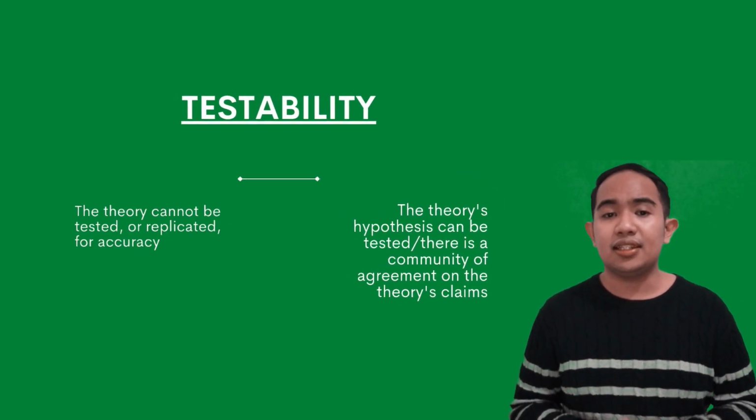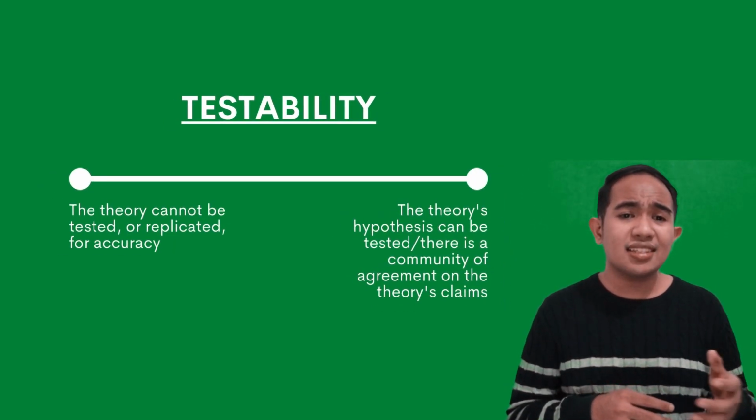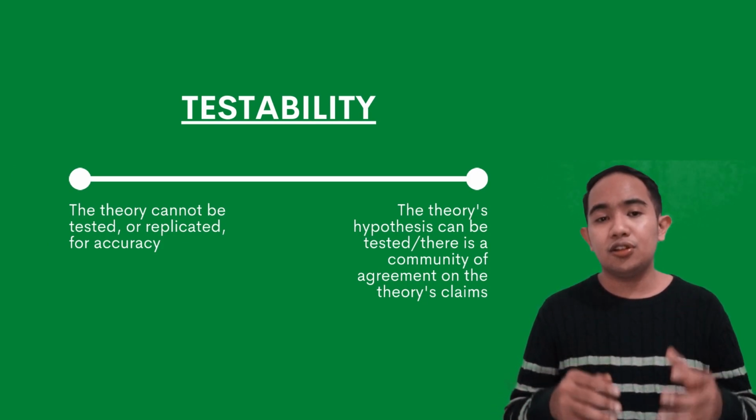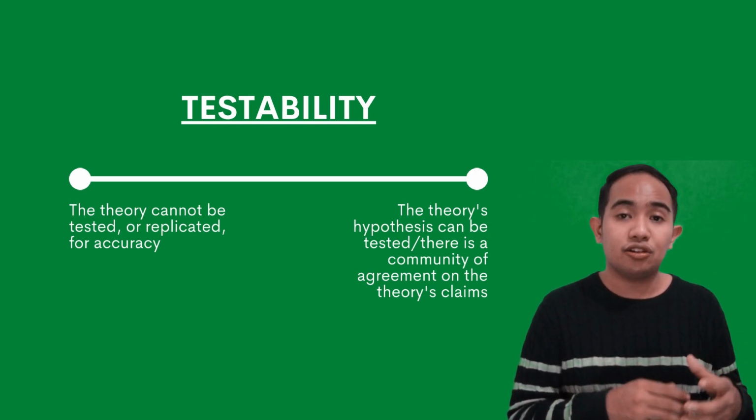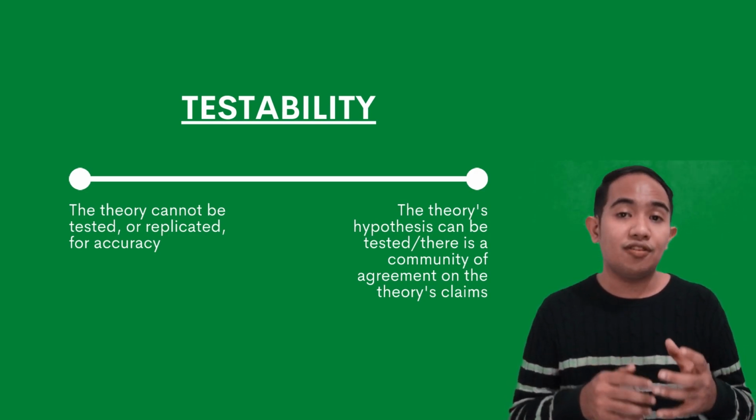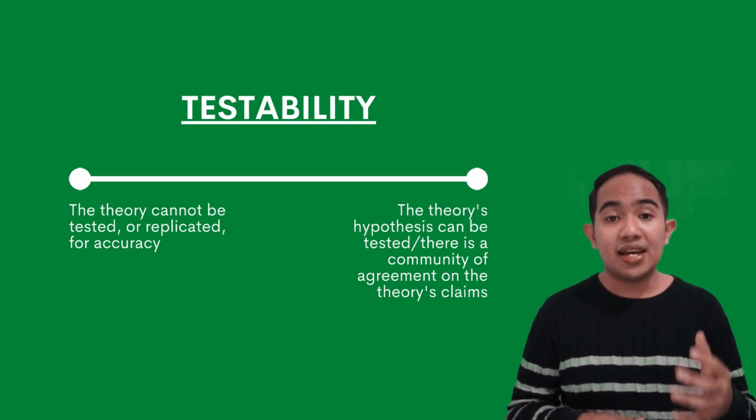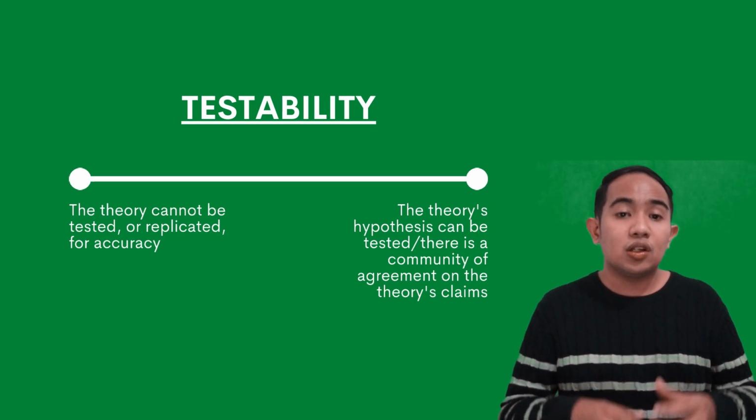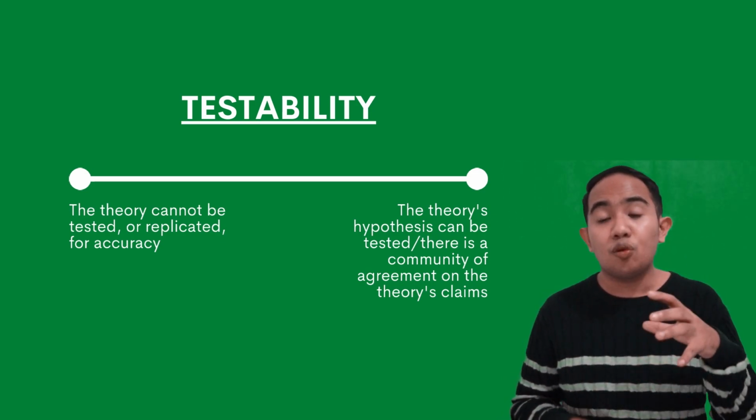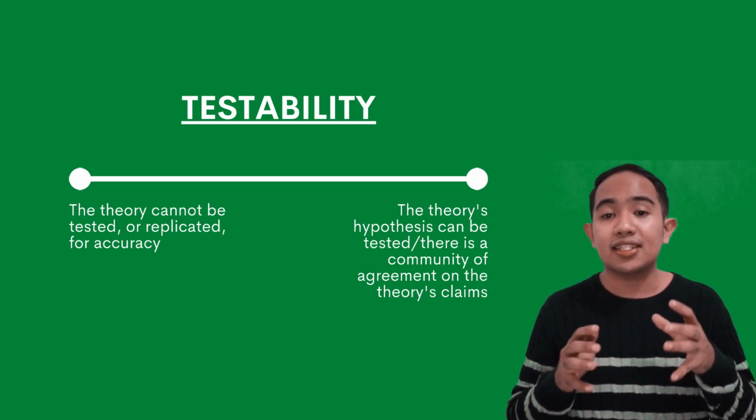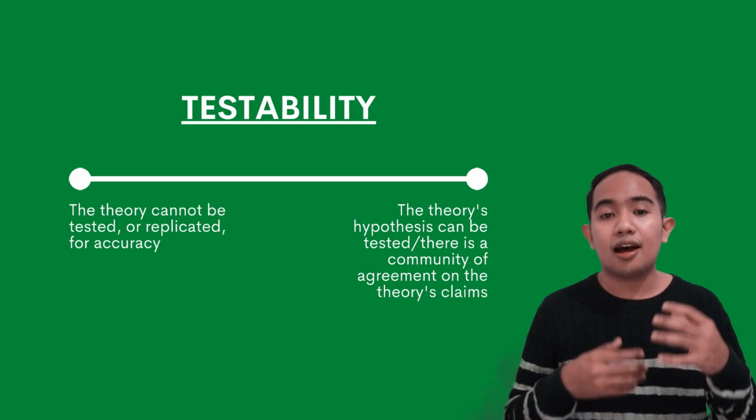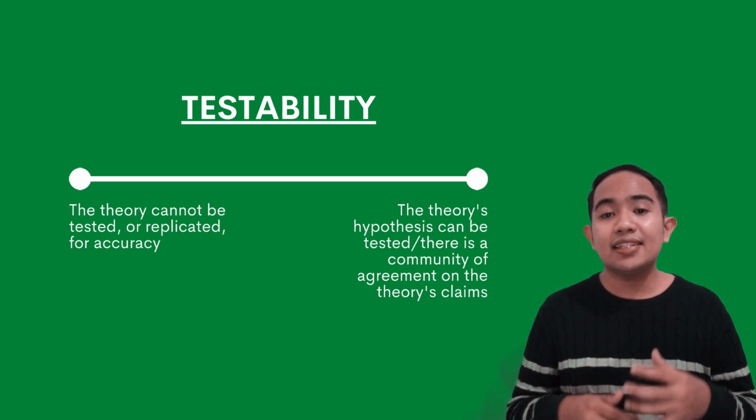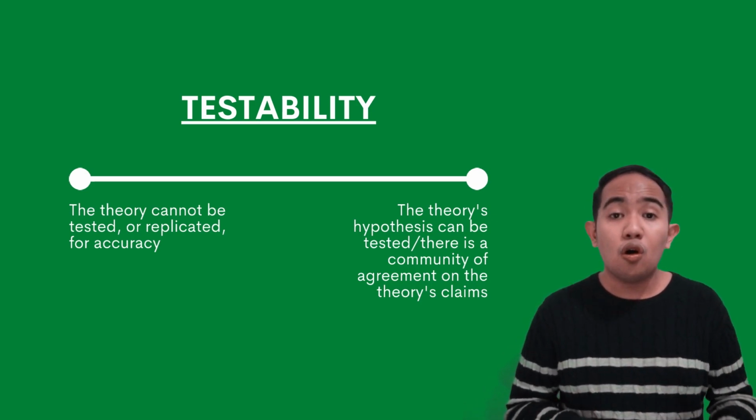Next is testability. Can this theory be tested? If the hypothesis of a theory can be tested or the results can be repeated and are accurate, then we will have a good evaluation of the theory based on its testability. On the qualitative side, if there is a community of agreement on the theory's claims, then the theory will have a good evaluation based on the accuracy of results of testing the claim in an objective or interpretive approach.